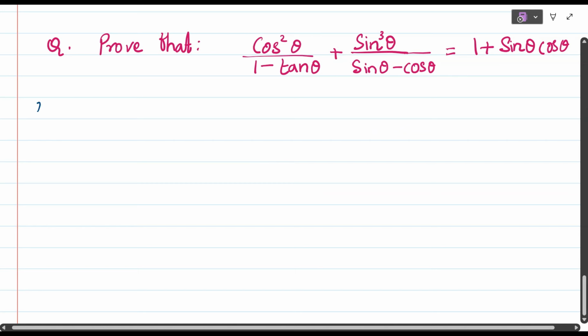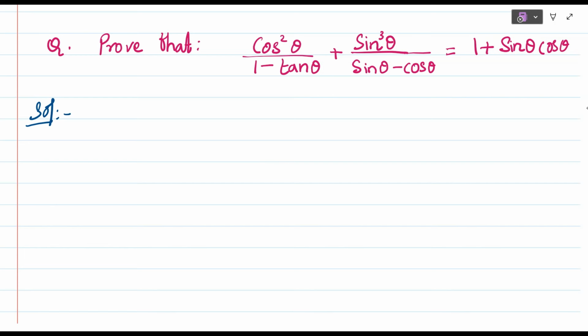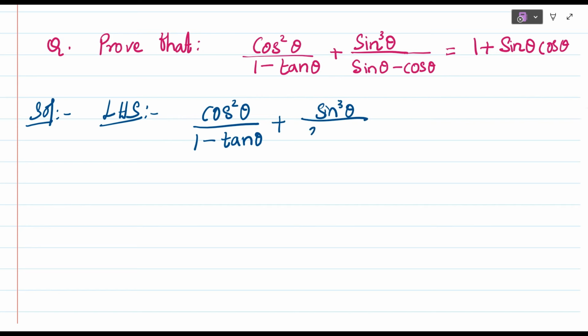Students, the next question is proving, students. So what we have to prove is cos square theta by 1 minus tan theta. So what I am going to do is, first you take LHS. So LHS they have given cos square theta by 1 minus tan theta plus sin cube theta by sin theta minus cos theta. Clear, students? So this one we have to prove is 1 plus sin theta cos theta. Okay. So I am going to take LHS.